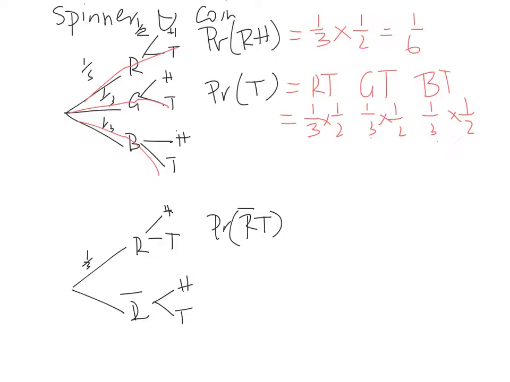Now, this is what we want, red and heads. Here we want red and tails, green and tails, blue and tails. So if we've got an and, we put a multiplier between them. The other thing is that if we want any of these three outcomes, it's an or. So it's red and tails, or green and tails, or blue and tails to get tails. So from there we end up with 1/6 plus 1/6 plus 1/6.